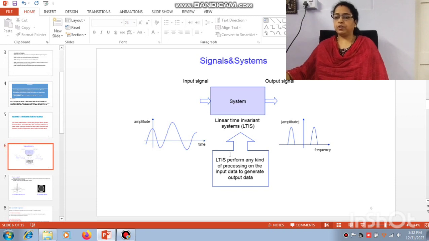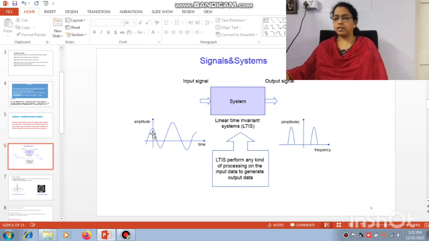Before going to the content of the module, let us first try to understand the terms signals, systems, etc. This diagram shows a system where the input is a signal. I call that an input signal, which is applied to the system. The system is going to perform some kind of operation on this input signal so that it gives another signal, which is termed the output signal. So a system is basically going to perform operations on signals.